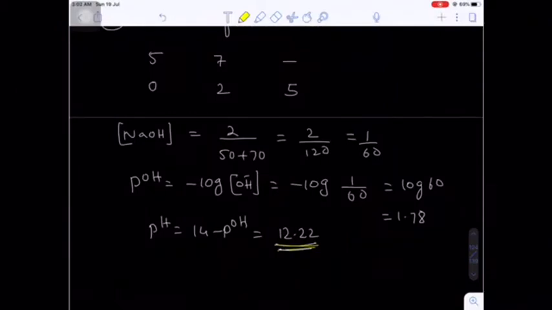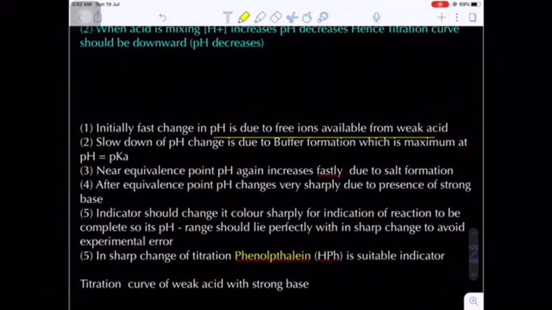8.85, and after that the pH value will be how much? 12 nearly. And after 70 ml of NaOH addition, the pH of the solution will be how much? 12.22. Okay. Now the slow rise of the pH is due to this: initially the pH value increases due to free available ions of the weak acid, but after that the pH value increases slowly due to formation of the buffer solution.